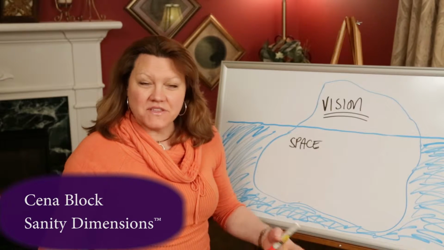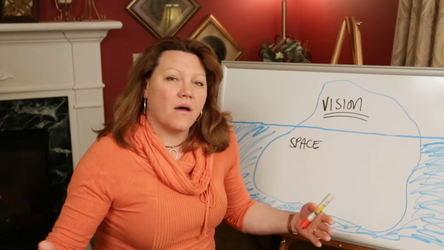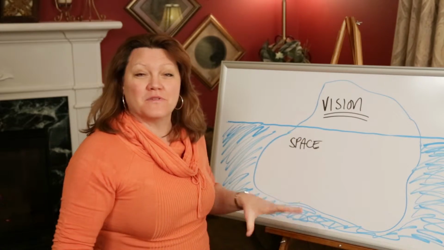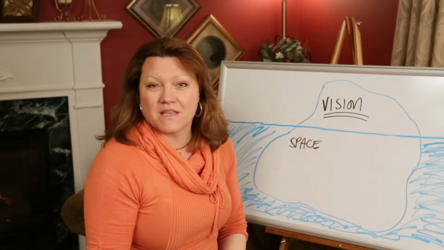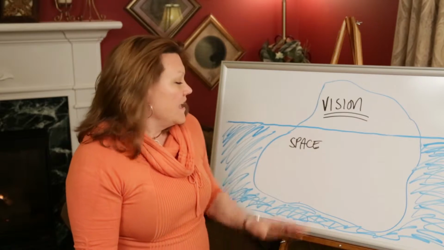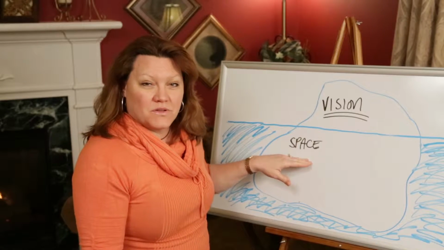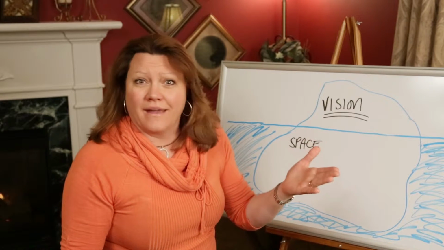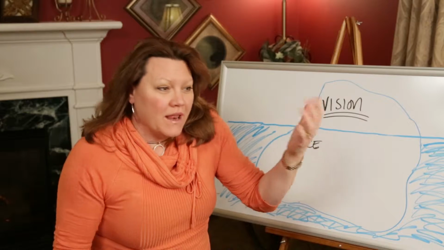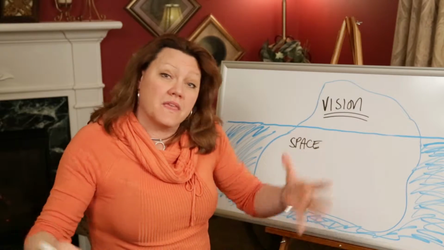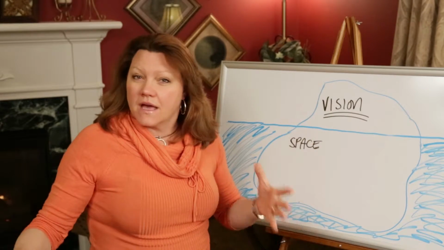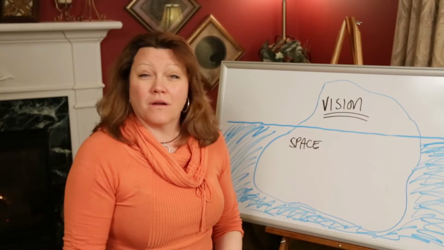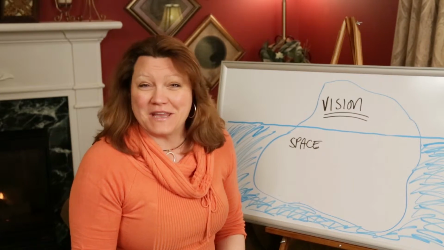And the sanity dimensions have everything to do with how you set up the things that are under the water, the parts of the iceberg that you don't see, to create the vision of your business that you want to come forward. Today we're going to talk about your space. Where are you working? What is your office? Is your office within your home? Is your office outside of your home? Are you launching, like I did, from your dining room table or your kitchen table?